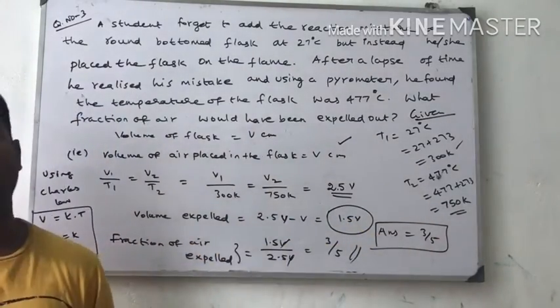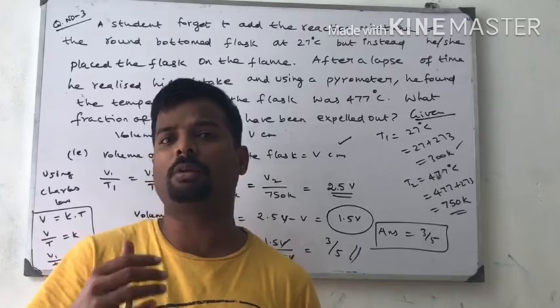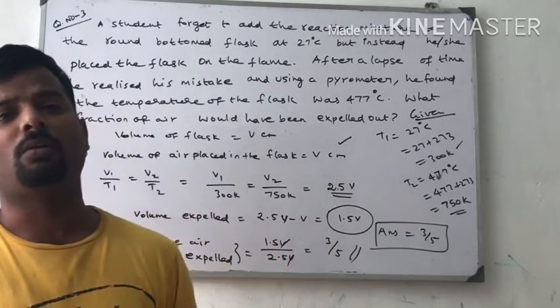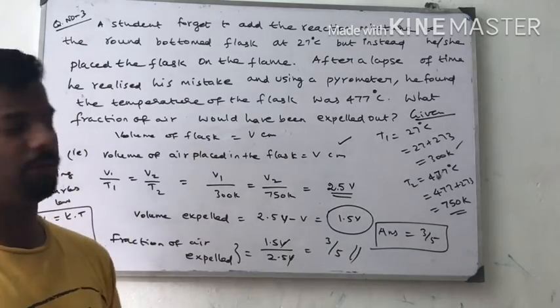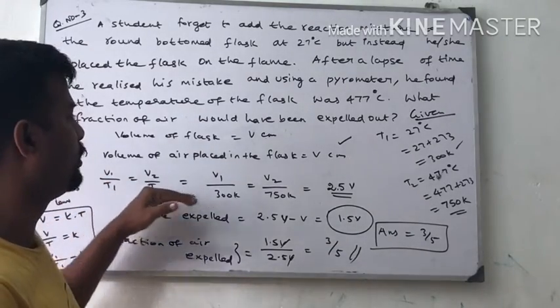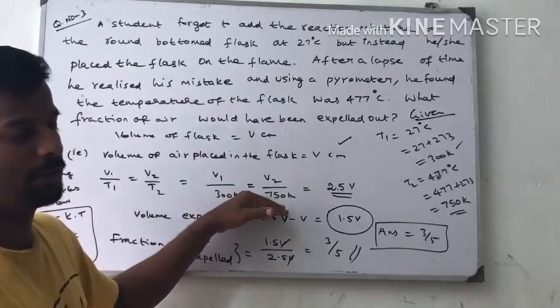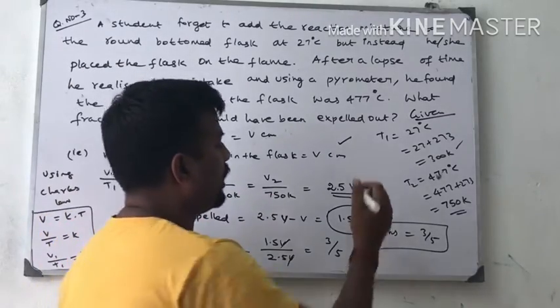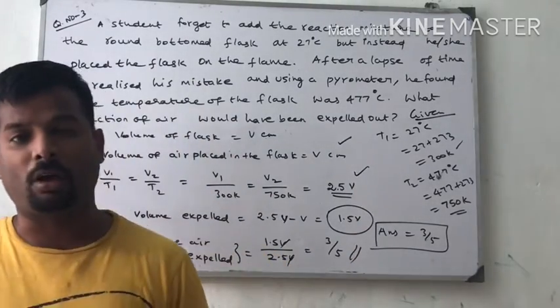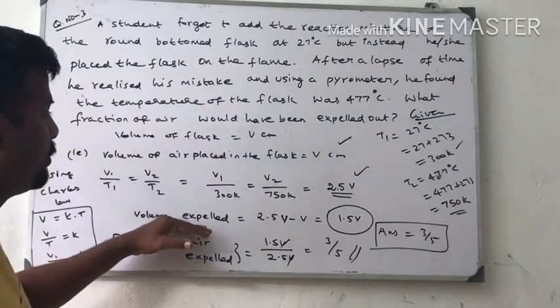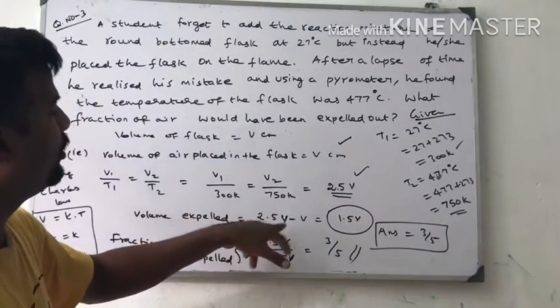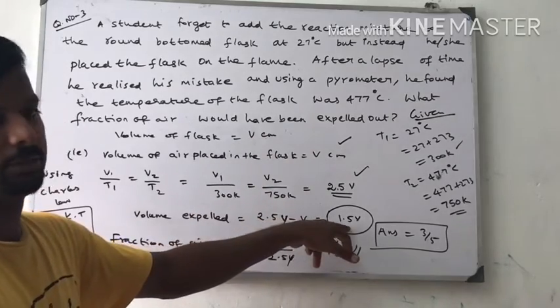So whenever one volume is not given and another volume is not given, and only temperatures are given, use this method: V1 by T1 is equal to V2 by T2. Substituting the temperature values and simplifying, we get how much volume is expelled after heating. Then the volume expelled is equal to the final volume minus the initial volume, and we get this much.